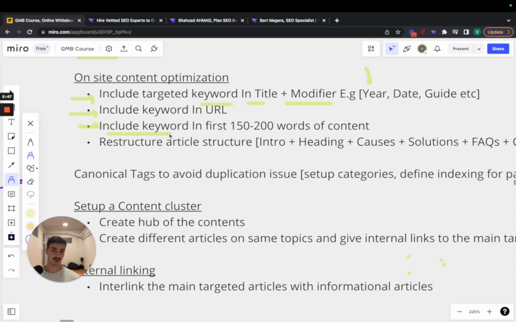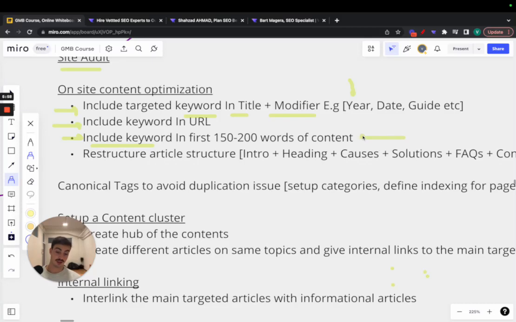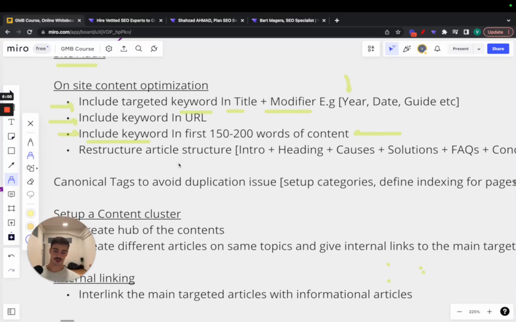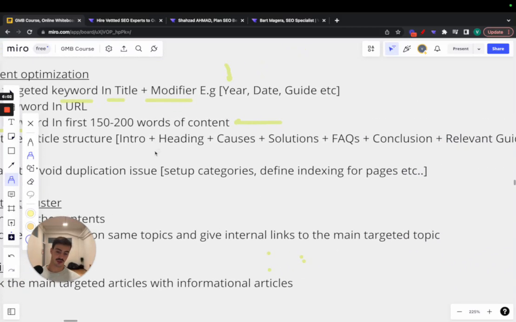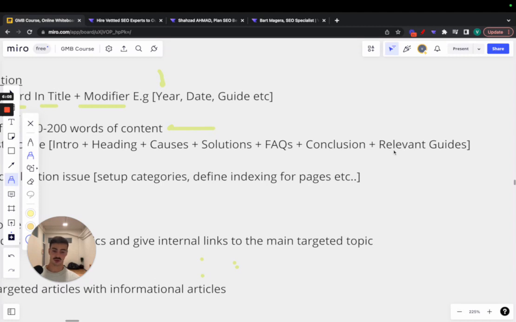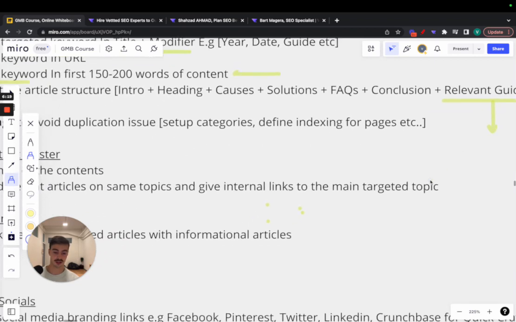You don't want to play these games that make people spend a lot of time on your site, like you're trying to increase the dwell time. That's not really a good practice. So I like it that they did this here. Then they restructured all the articles. So the structure now was intro, heading, then the causes, possible solutions, an FAQ, conclusion, and relevant guides. And this is a great opportunity to include interlinking, which I'll talk about next.